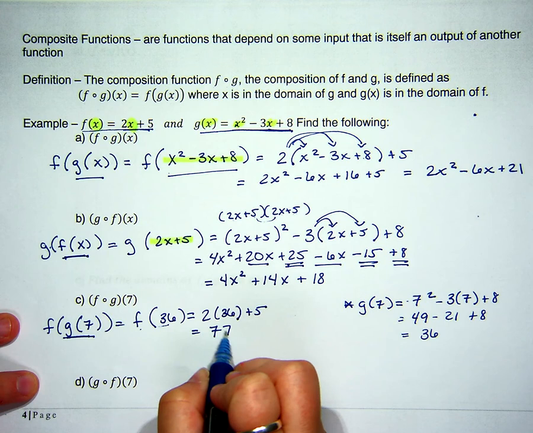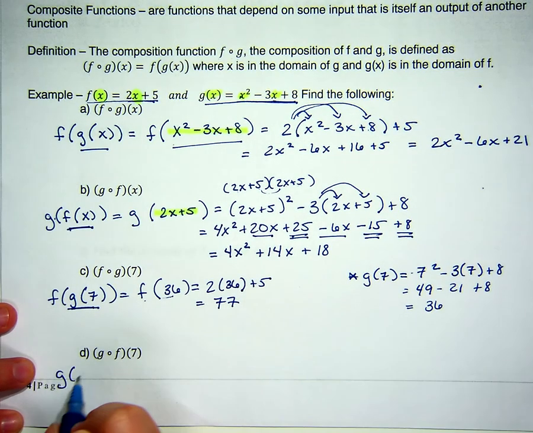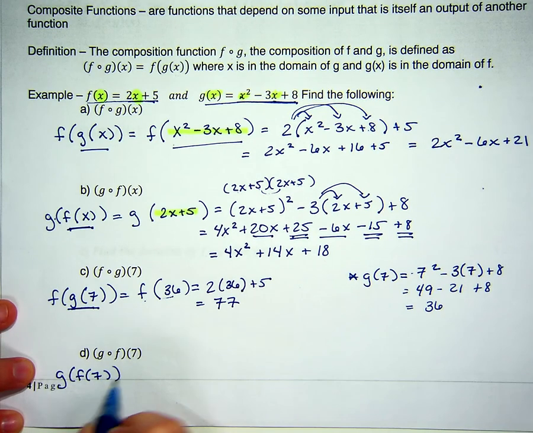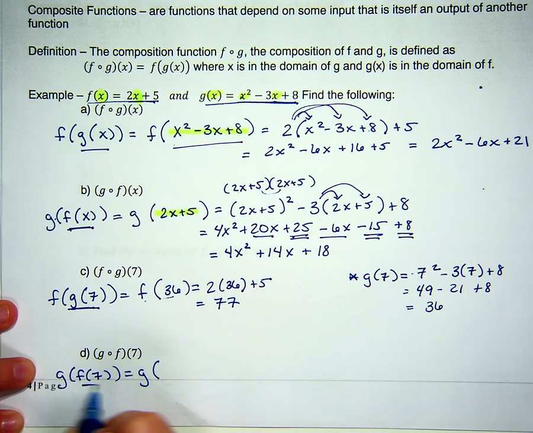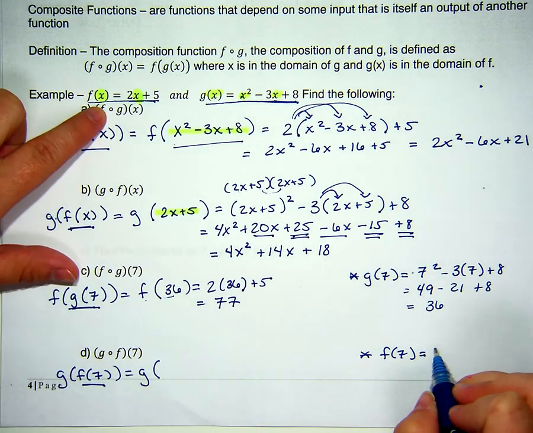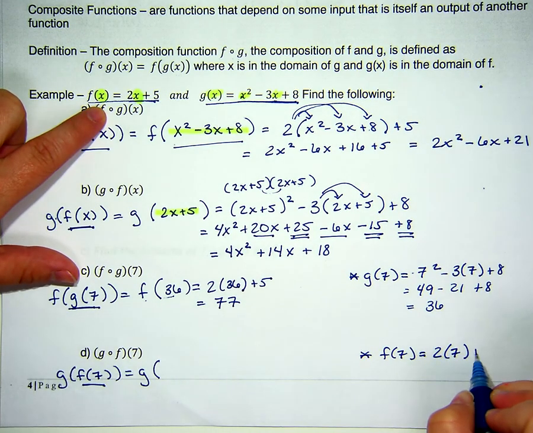Okay, let's do one more. Let's look at g of f of 7. Well, I don't know what f of 7 is, so let's do a side note and figure that out. Again, we're going to evaluate, simply plugging 7 in where I see my x's here in my f function. So I have 2 times 7 plus 5, well that's 19.